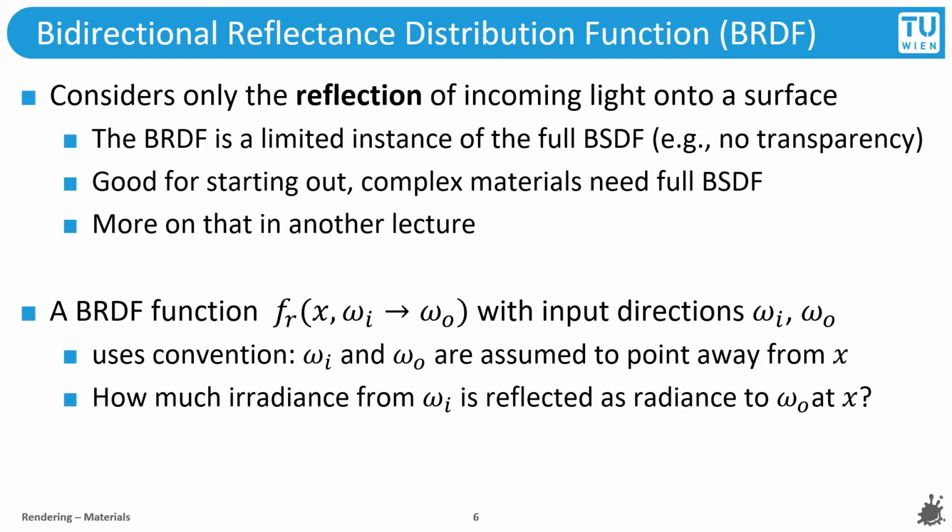The BRDF has several important properties. It is parameterized by two directions and gives the portion of light that, when coming from one direction, is reflected to the other by the given material. It is a convention to always use directions as inputs that point away from the point at which we evaluate the BRDF.